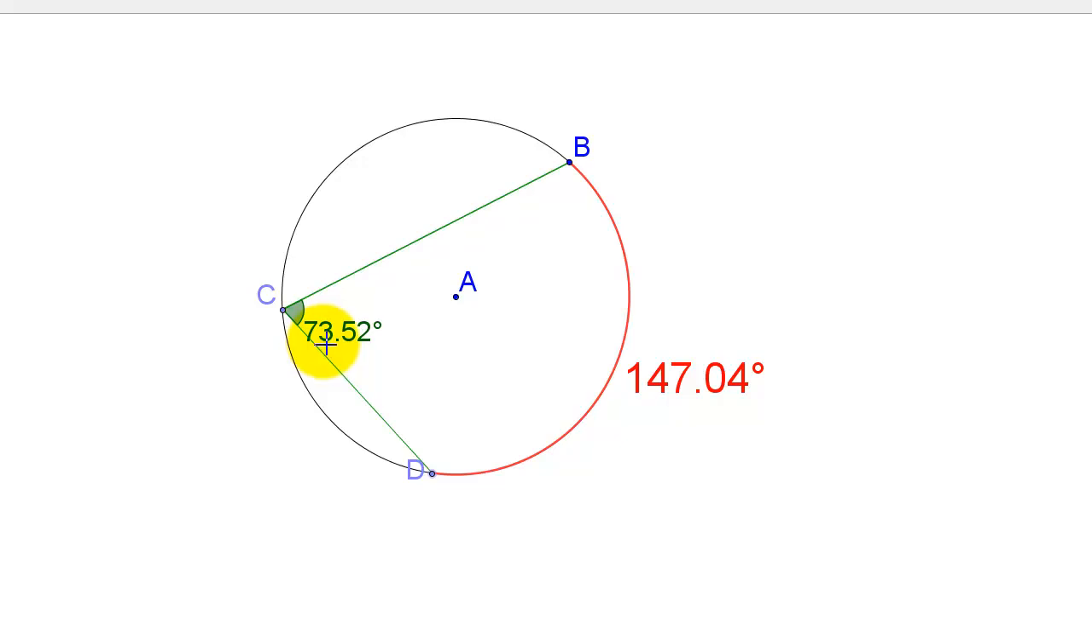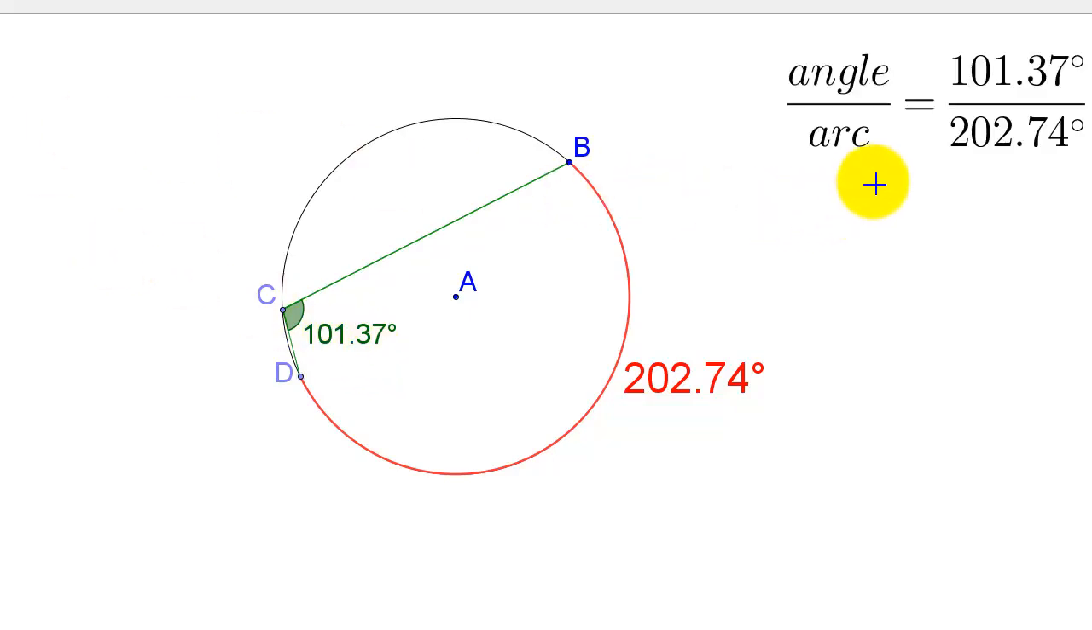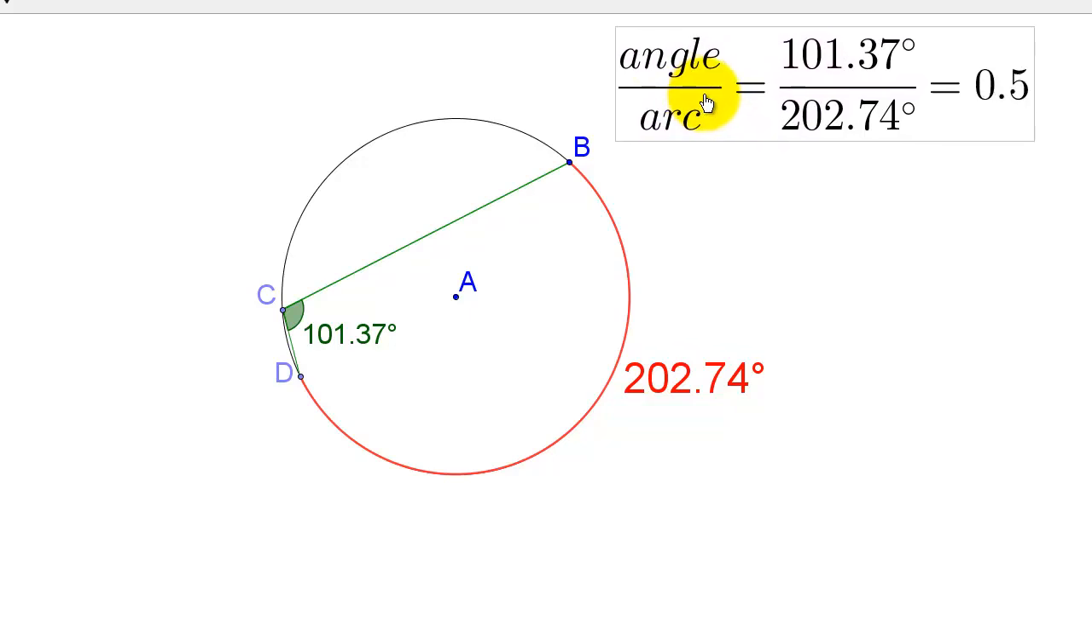Take a look at some of these measurements. They're definitely not equal. Our arc is bigger than our angle. But is there a relationship that you can see? Let's just take a look at a few others. Some of these might be a little more obvious. What do you notice about these two measures? Let's look at a comparison of them in a fraction. The angle measure here and the arc measure, and I'll scoot this over. Right now, these two measurements are a half. So this angle here in green is half the measure of the arc it's intercepting.